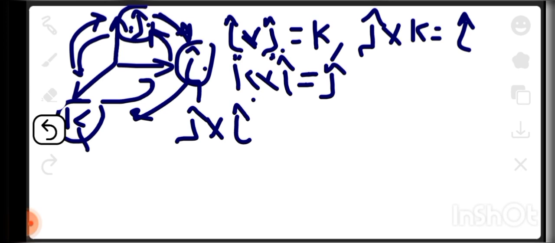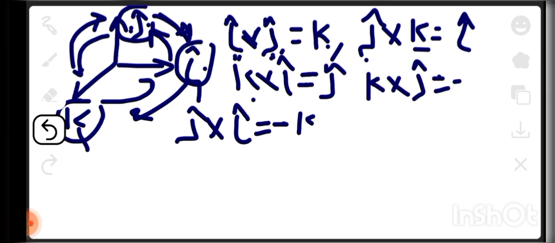I cross J is positive K. So if you now do J cross I, the answer will become negative K. If you interchange them, the answer will become negative. You're going to have something like K cross J now, the answer will become negative I.